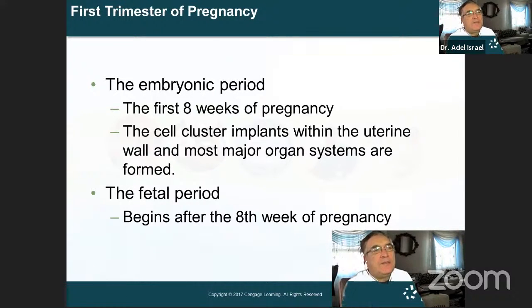In some books, you will find that they talk about the embryo, and also they talk about the fetus. So what is the difference between embryo and fetus? The embryo is in the first 8 weeks, and the fetus, or the fetal period, is after the 8 weeks.